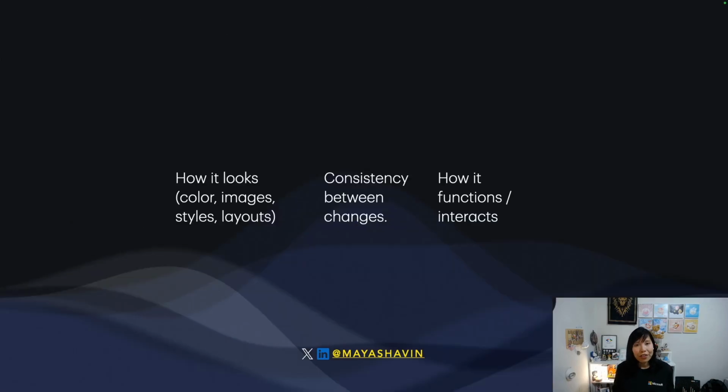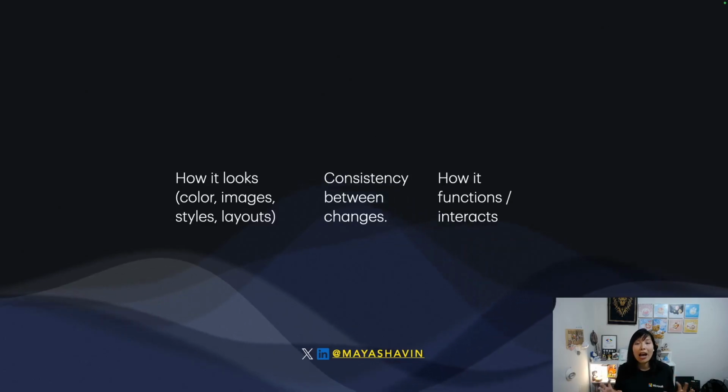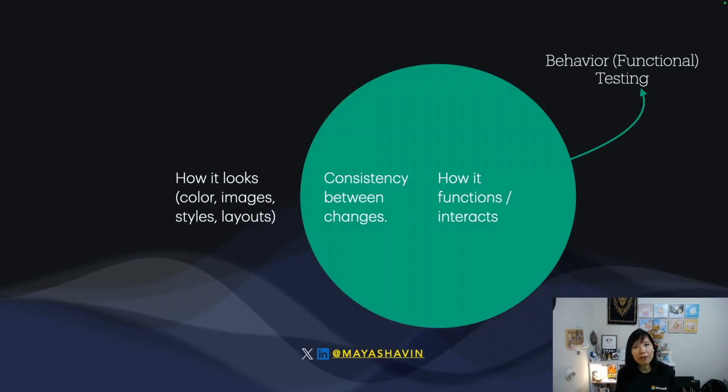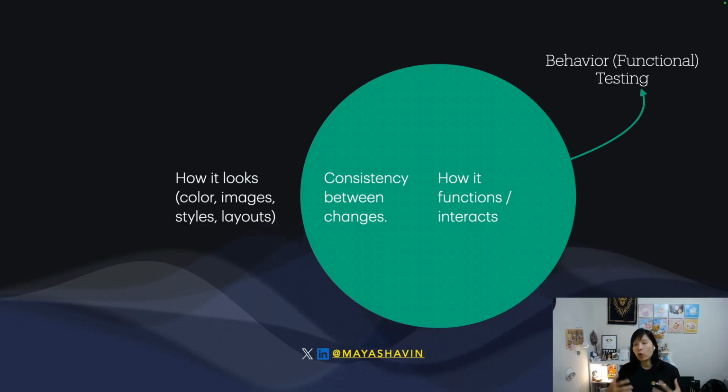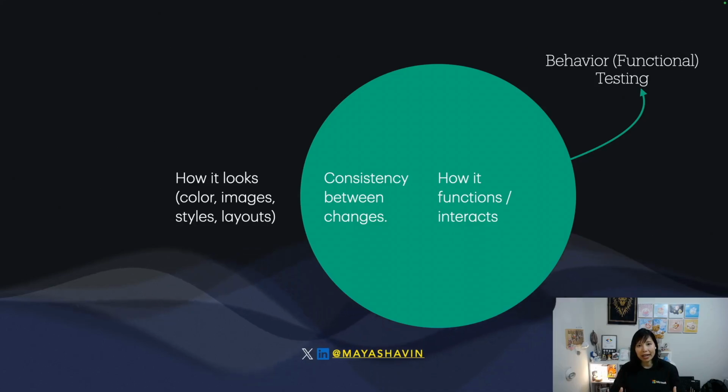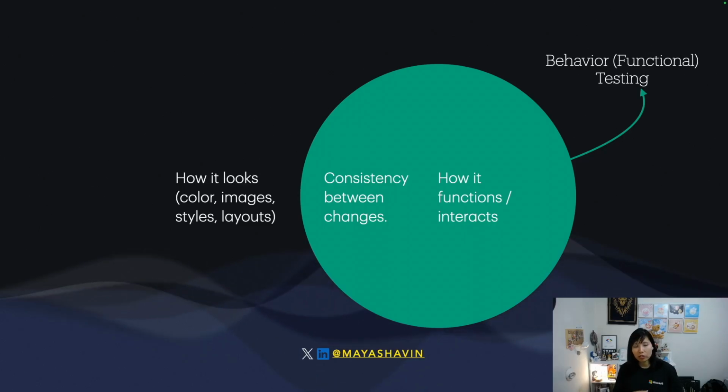For this, I would say we divide front-end component testing into two biggest aspects. The first one is behavioral or functional testing, which includes how the component functions, so hooks, how it processes data, how it takes the interaction of the user and replies to the user, and so on.